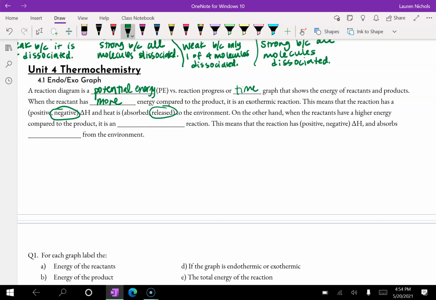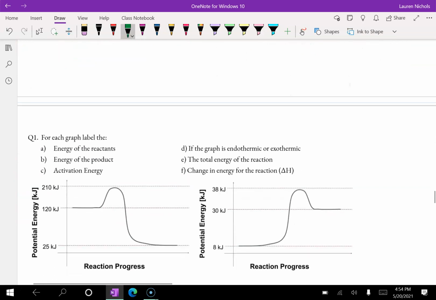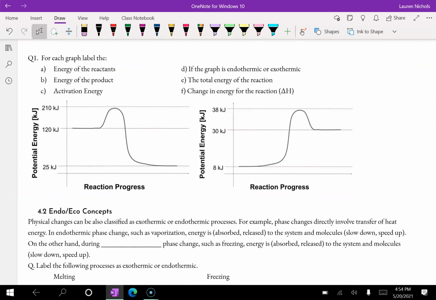On the other hand, when the reactants, this should say, there's a typo here, so sorry about that, have a lower energy compared to the product, it is an endothermic reaction, represented by the endothermic graph. And this means that the reaction is going to have a positive delta H because it absorbs energy from the environment. And if it's absorbing energy, that means it's going to start to heat up. The temperature will increase.